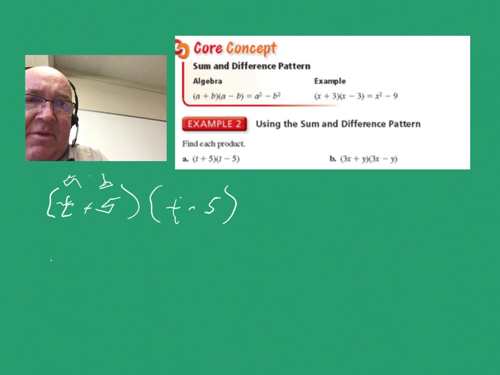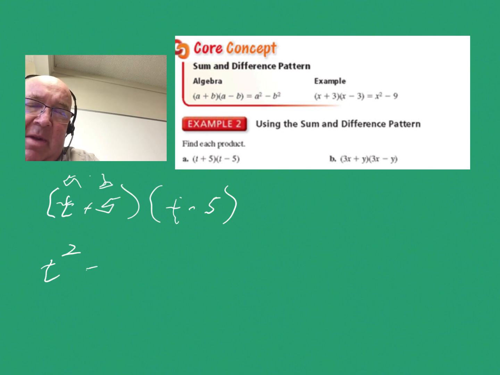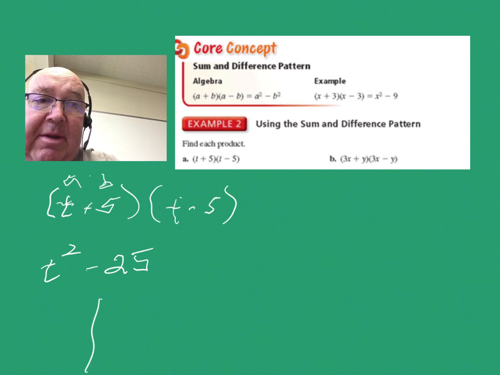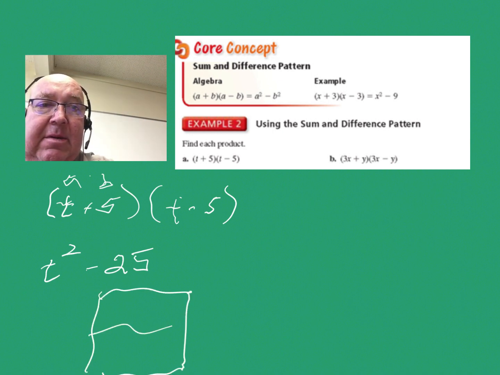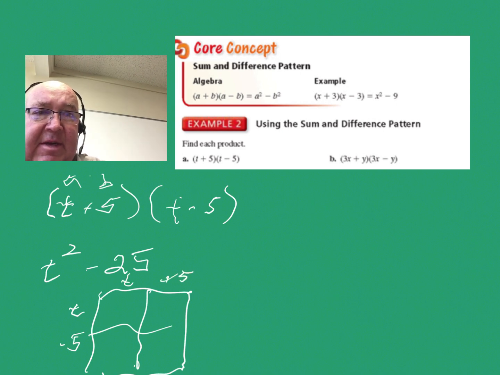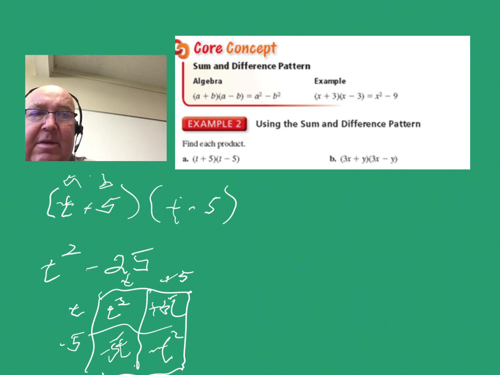So just doing that, t squared, and then minus 25. If I wanted to do the area model on that just to show you really quickly, t minus 5, t plus 5, t squared plus 5t minus 5t minus 25. Then you see that the 5's cancel.